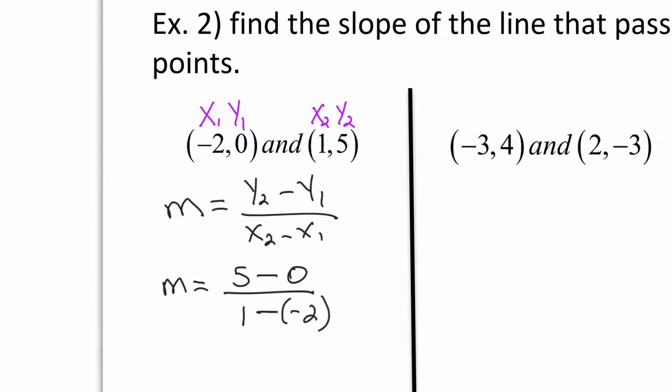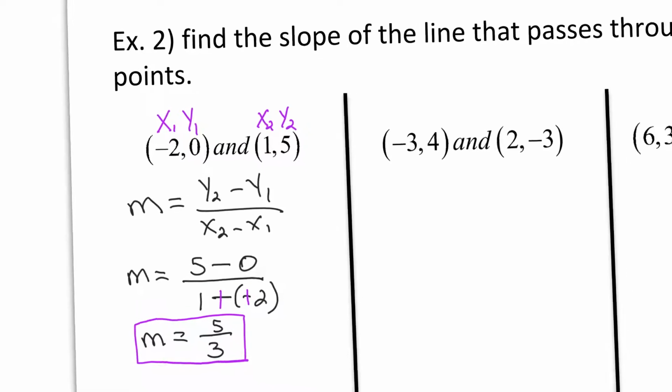What happens? Well, on the bottom, we have double negatives, so that's going to become positive. Double negative, you change that to positive. But let's go ahead and look on the top. M equals, on the top, 5 minus 0. That's going to be 5. And on the bottom, you have a 1 plus positive 2, or you can say 1 plus 2. And 1 plus 2 is 3. So my slope is 5 over 3. We don't need that graph. We know what the slope is because we used the slope formula.